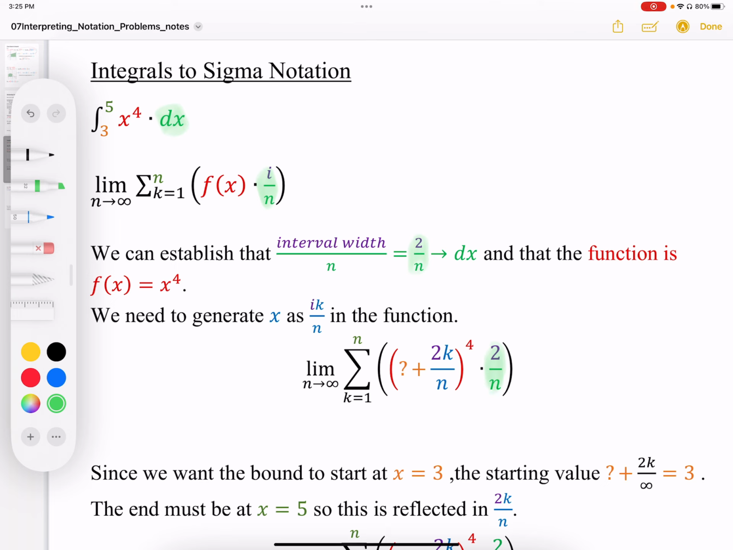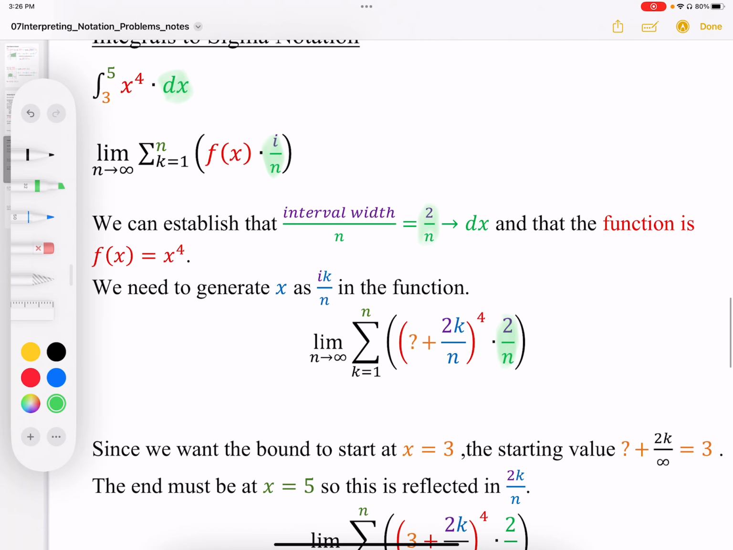We need to then establish what part of that is f of x and how do we express it. Well, the key to express f of x is to identify the x as I k over n, where I is the interval width, k is the values that we're going to put into our sigma notation, and n is the term that's going to go to infinity. That's also going to be the k value when we sum up all the terms.